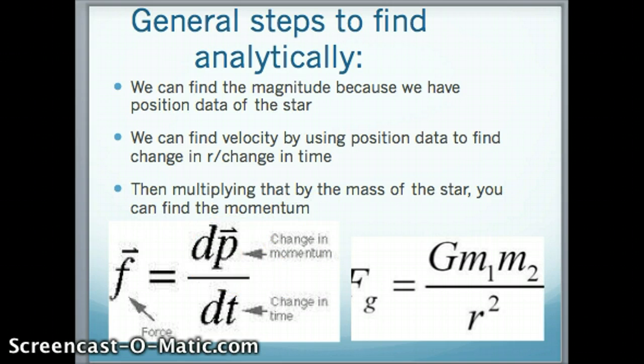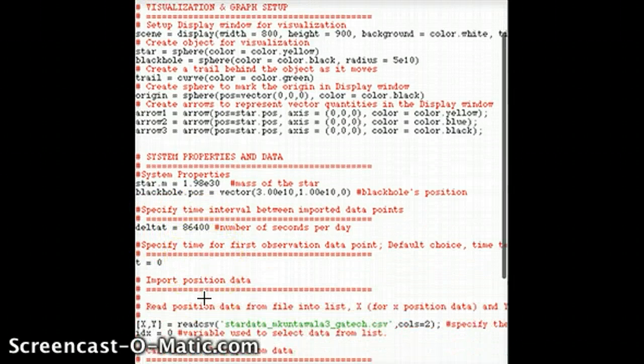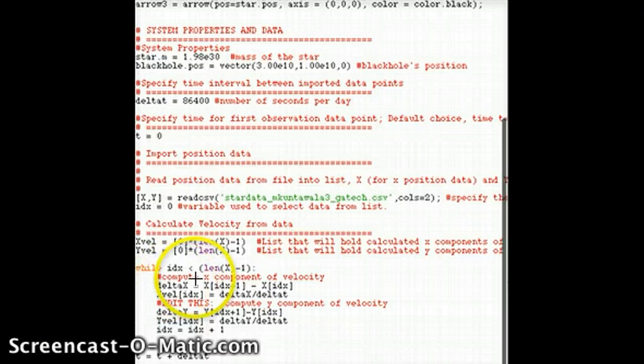Now, what we're going to do in the coding will help to find this answer without having to do it analytically. So the first change that we make is helping to specify the black hole as an object that we want to represent, a sphere, and then the color and the radius. Next, we add in the star's mass, which was given to us, and the black hole position, which was also given to us through WebAssign. Next is delta t, which we specified earlier. Then, moving on, we identify the CSV file based on how it downloaded to our computer, and then we show how to compute the x and y components of velocity.